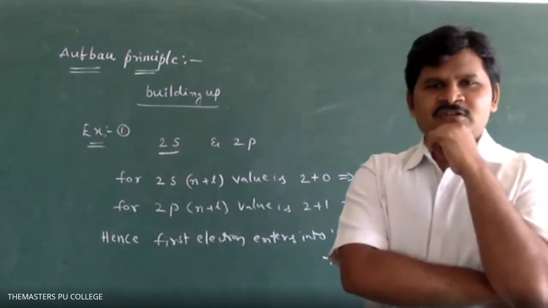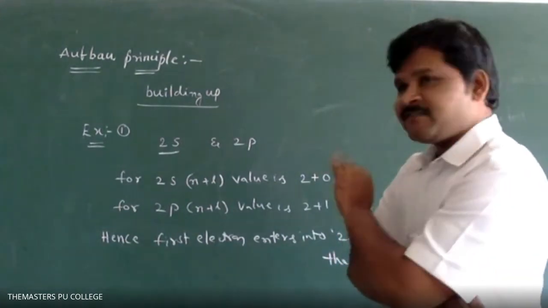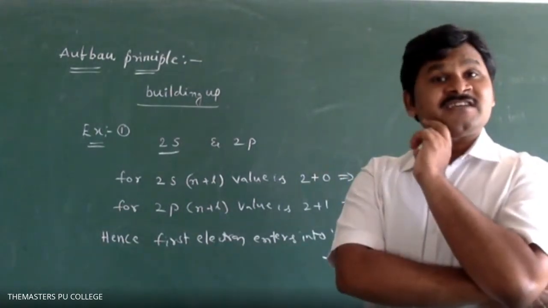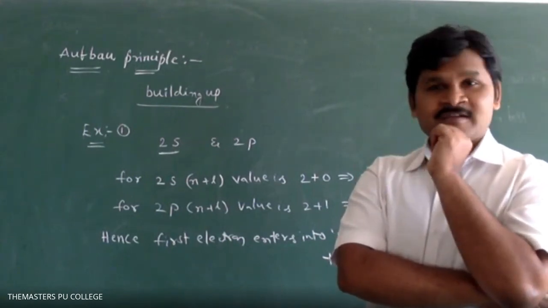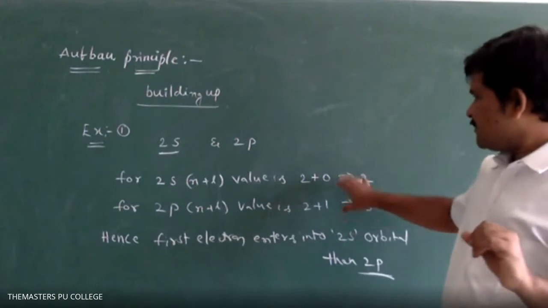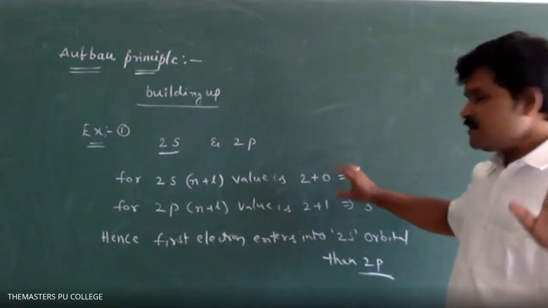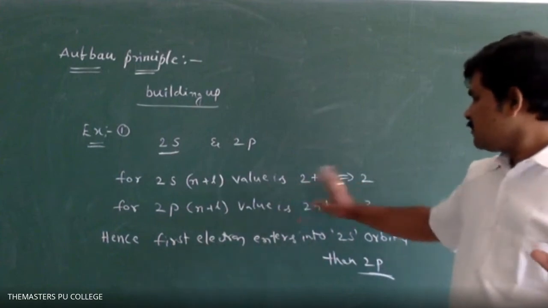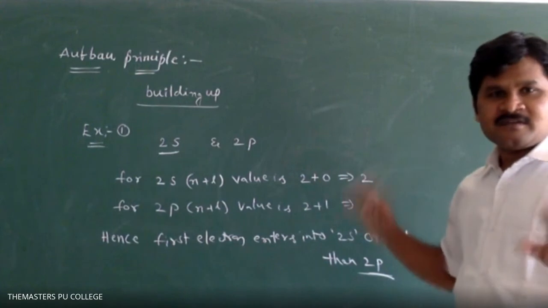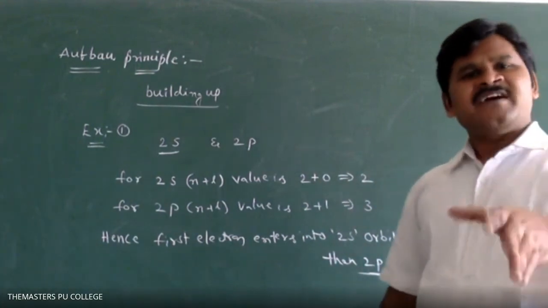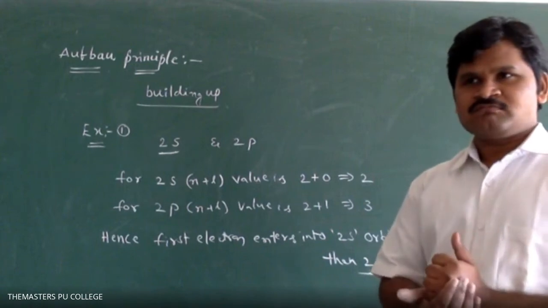Did you get any doubt? Here the n plus l values are different. Suppose the n plus l values are the same, what do we have to do? That doubt you also have to get. Here the n plus l value is 2 for 2s and 3 for the next. You are fine saying that for the 2s orbital the n plus l value is 2, so that's why the electron enters into the 2s orbital. My question is, if you get the same n plus l values, what do we have to do?